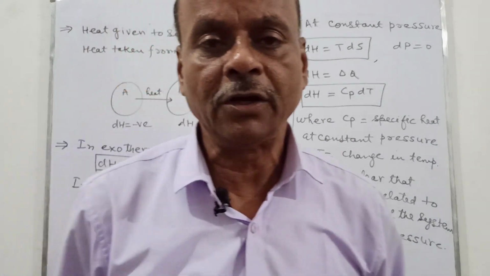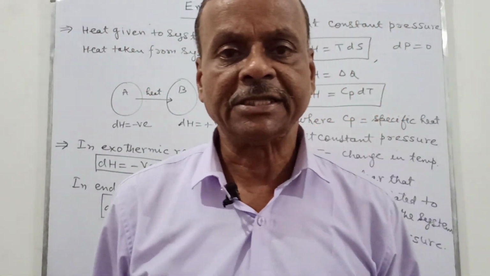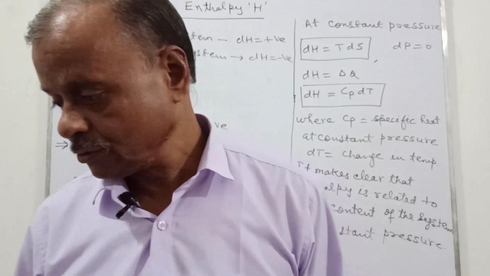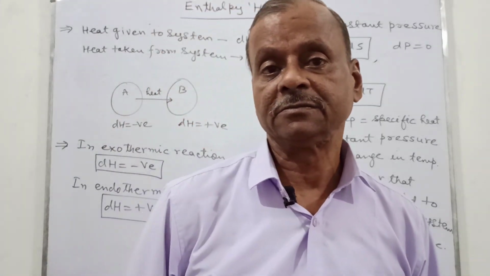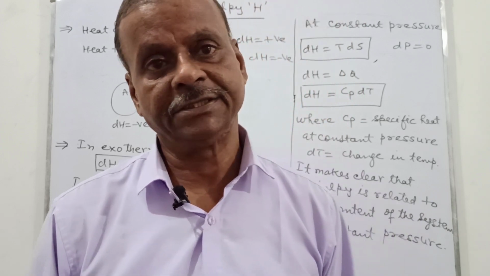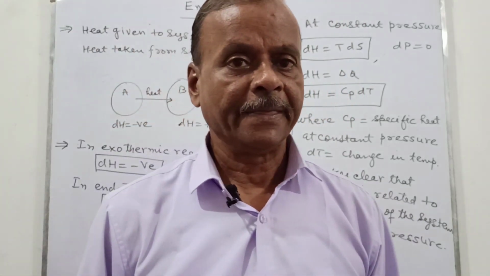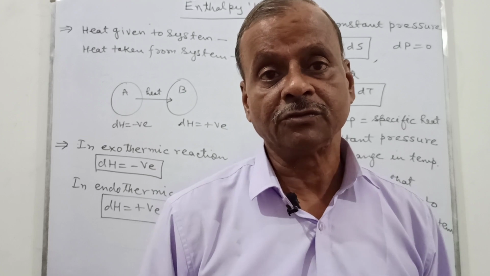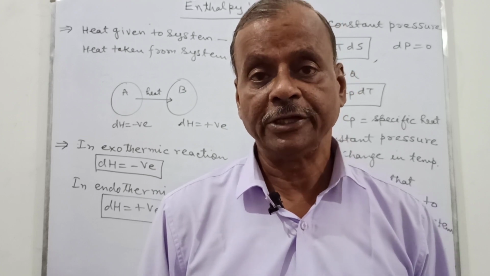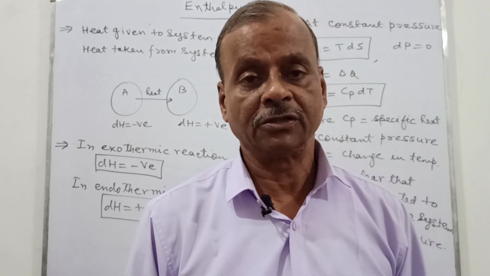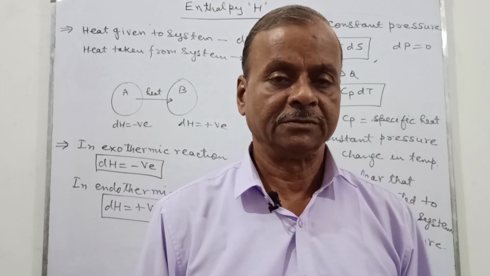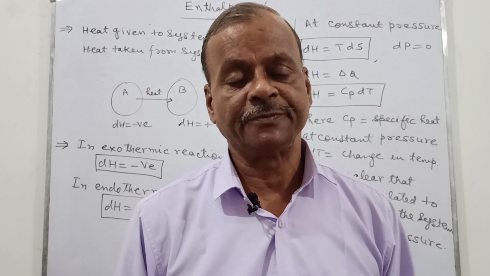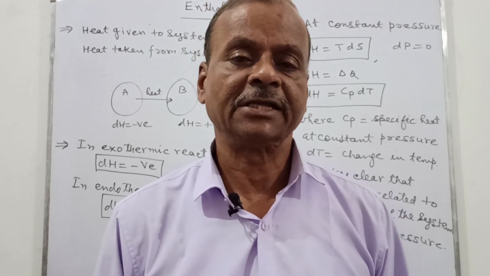So this is all about the enthalpy of the system. So always remember that this enthalpy is related with the amount of heat content in the system, and the entropy is related to the randomness of the molecules in the system, or the chaos that increases with the increase of heat. So this is the difference between the entropy and the enthalpy.